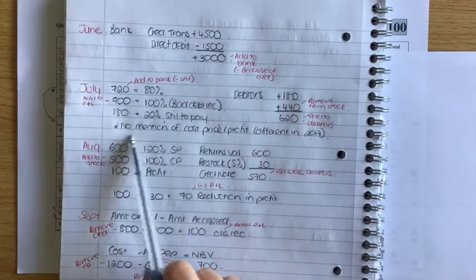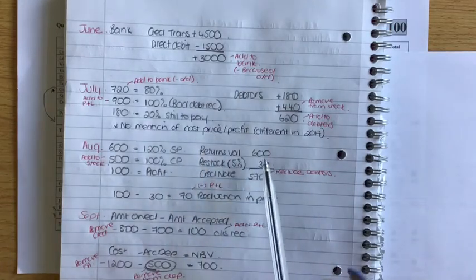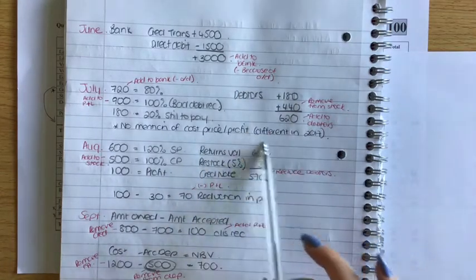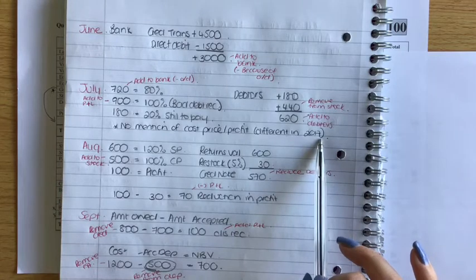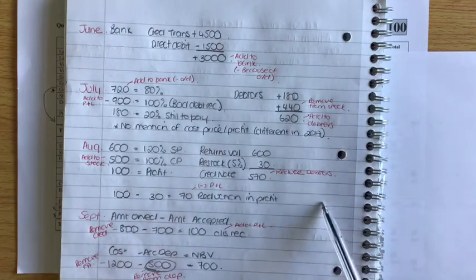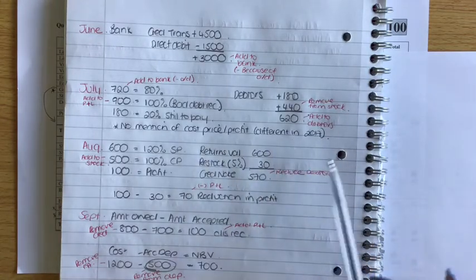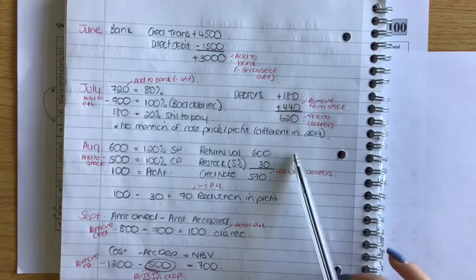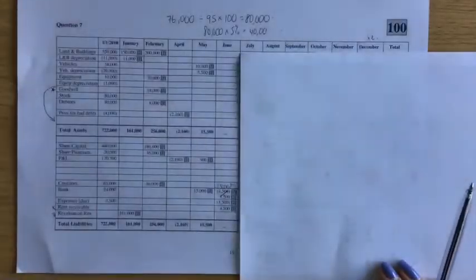Now be careful, there's no mention of cost price or any profits or anything like that, and it's different to 2017. In 2017 you had to deal with a profit, you had to deal with VAT, so make sure you're practicing the different types of ways that it can come up. Okay, so July, let's have a look.